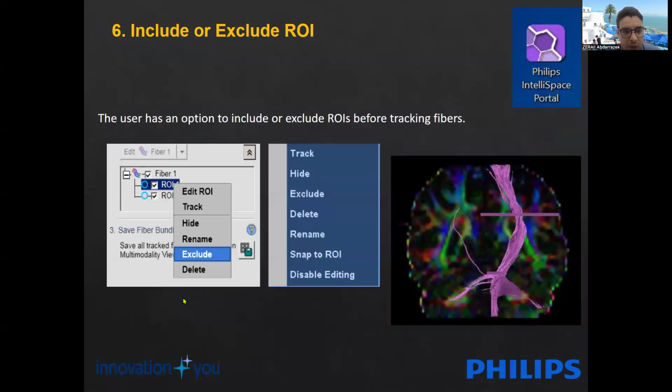And if you want to edit this ROI or to track which type of fiber you want to include or to exclude, here there is an option. For example, if you have mentioned 2 or 3 ROIs here, right click and you can exclude this track.